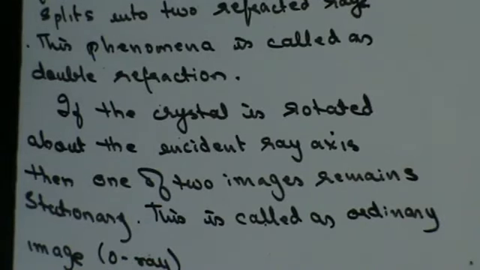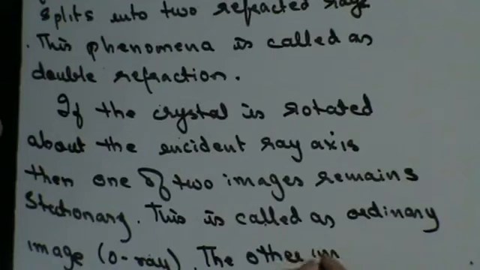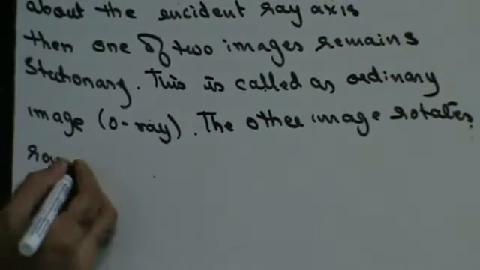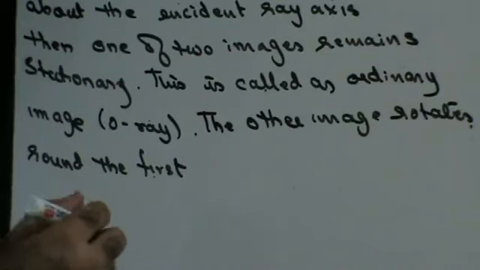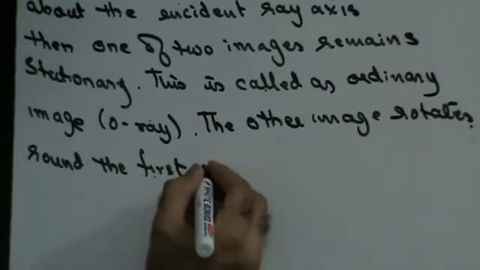The other image rotates around the first and is called the extraordinary image.